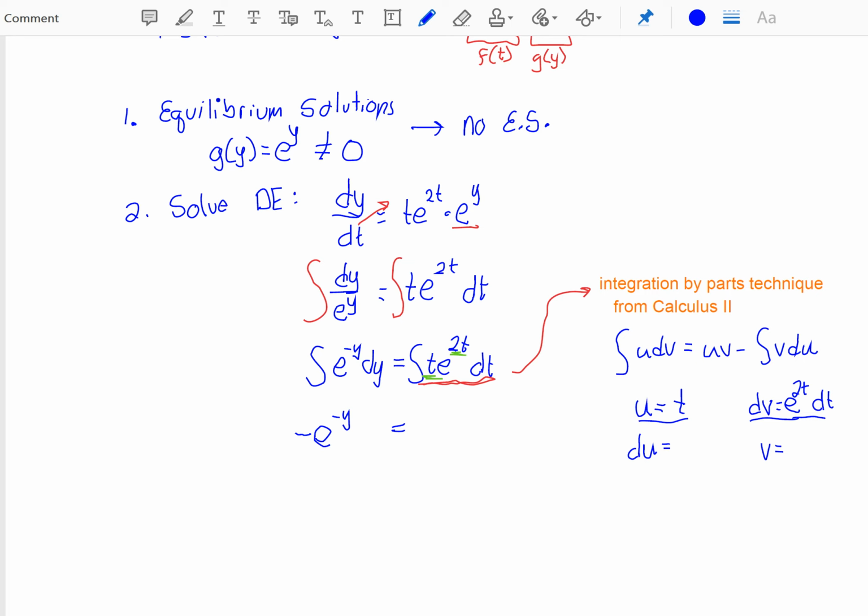Now if we differentiate this side, we get dt, or 1 dt. And if we integrate e to the 2t, and I think technically, again, this is a u substitution, but I can guess that the antiderivative looks like e to the 2t. Then if I were to take the derivative of e to the 2t, it would be e to the 2t times 2. And I don't have a 2 in my original problem, which prompts me to multiply by 1/2.